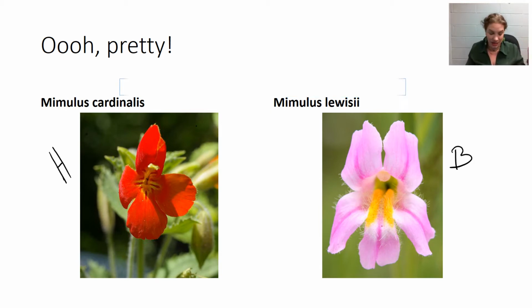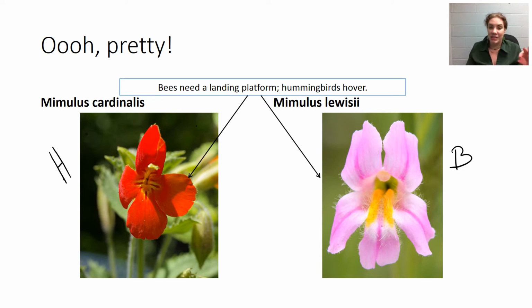What else can we see in these flowers? Bees actually need a landing platform. They have to have a flat-ish, wide enough surface for them to be able to land on the flower and crawl in and be able to get nectar. So the physical structure of these flowers, if you look at the cardinalis, all of the petals slope down and away from the center of the flower. That's not very bee friendly. The lewisii flower, on the other hand, although the petals slope down and away, also has an area around the mouth of the flower that is flat enough that a bee can easily land on it.